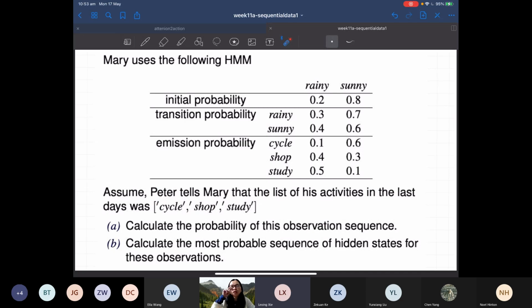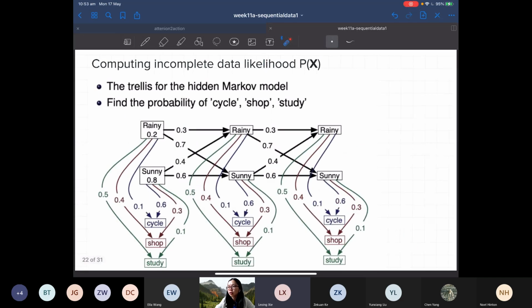So the machine learning problem you would want to solve is to calculate the probability of this observation sequence given this underlying model, right? And also calculate the most probable sequence of hidden states given these observations. So we can use the trellis diagram by unrolling it like this. Because the states are discrete, we're denoting the emission probability using curly arrows. So the straight arrow part is the trellis we saw.